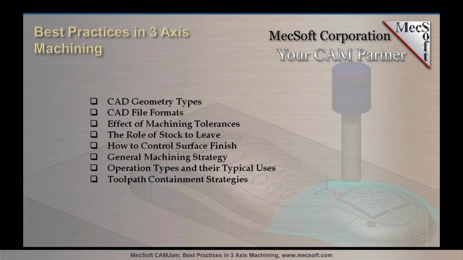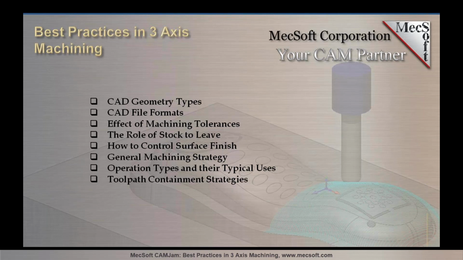And the topics we plan to cover today are listed here on this slide. So we'll start with CAD geometry and file formats because that's going to be the starting point of any of your machining operations. And then we'll talk a little bit about machining tolerances, the role of stock to leave, and how to control surface finish.